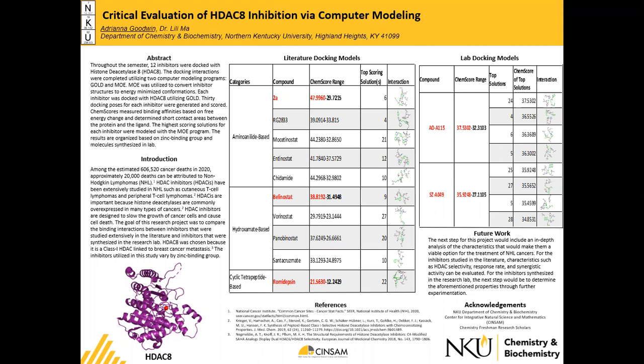And in my chart, I've shown a range of chem scores, which again is just kind of looking at the binding affinity, and the higher the score, the better the inhibitor is at fitting into the pocket of HDAC8 and inhibiting its function. And I looked at the top scoring solution because I examined 30 conformations of the inhibitor fitting into the pocket. So if we take a closer look at the aminoamides, we can see that out of these two, A is the best inhibitor.